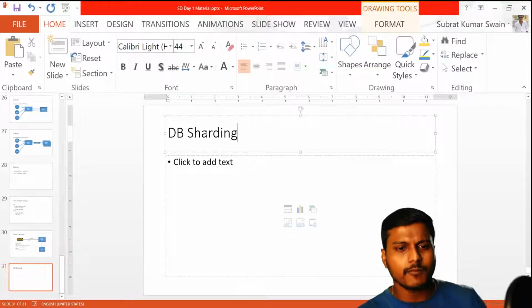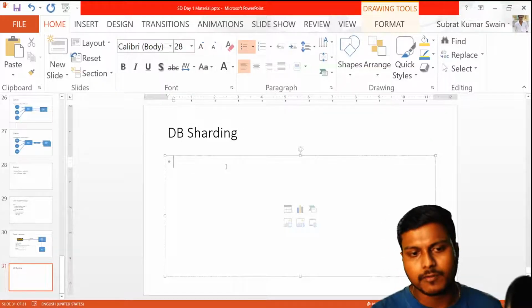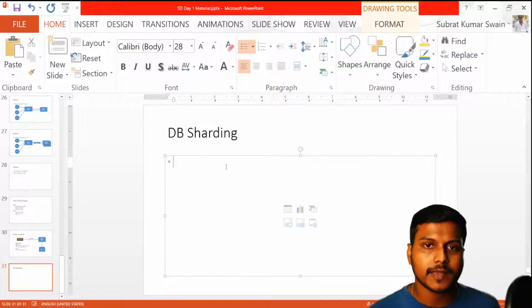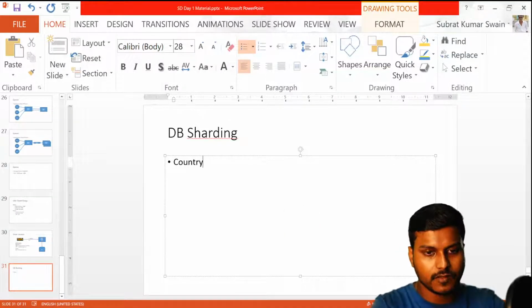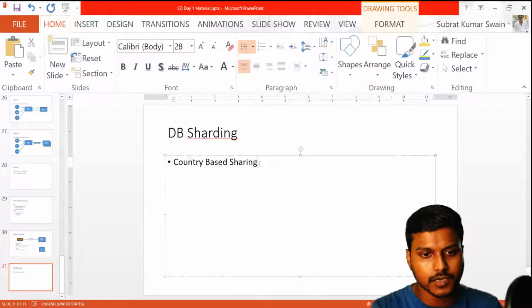If you think about a common mapping for Uber, a common sharding way would be country based sharding. What is this country based sharding for Uber?